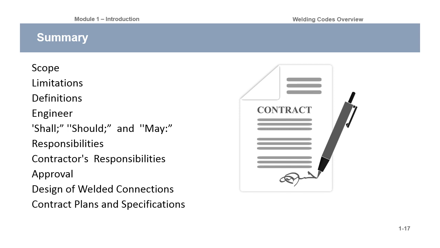Should, may. We talked about responsibilities, the engineer's responsibilities, the contractor's responsibilities. The contractor is in charge of qualifying the WPS. That's not the engineer's job. The contractor does that. The contractor's in charge of following the rules and getting the contractor's inspection done. We talked about approval. Then we talked very briefly about design of welded connections and contract plans and specifications and what needs to go on contract plans and specifications. So that was what we covered in this little YouTube jaunt through D1.1.